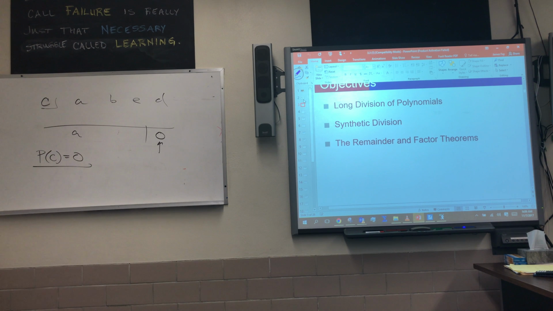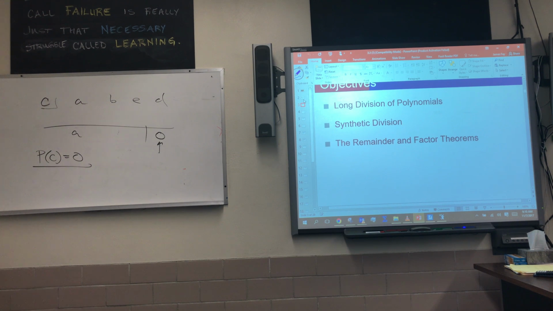It becomes very important for us to be able to take any polynomial of any degree and break it down to its factors. So we know how to take x squared plus 5x plus 6 and break that down to x plus 2 times x plus 3, right? We're now going to say, what if I start with x to the 6 plus 5x squared plus 15? How can I break that down to essentially 6 different factors? And it all starts with long division and synthetic division.